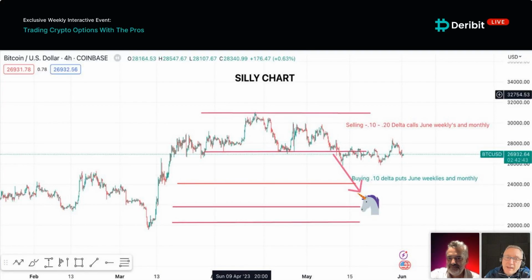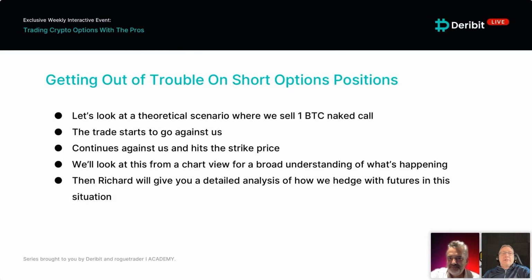So let's extrapolate. The topic of today was getting out of trouble, right? You've got some short options position, maybe it's naked, maybe it's a spread, whatever, and you're in trouble. You're getting pressed by the market. You're feeling very uncomfortable. Let's jump into that right now, and let me set the stage so that we can go through this. Let me go back to our slide here.